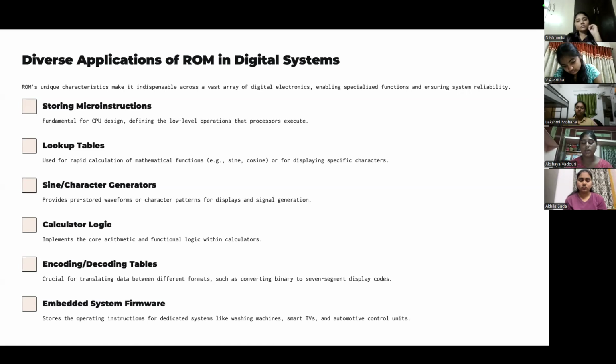Calculator logic: ROM stores fixed arithmetic rules and functional logic used in basic calculators. Encoding or decoding tables convert data between formats, for example, binary to 7-segment display codes. Embedded system firmware stores permanent operating programs for devices like washing machines, microwave ovens, smart TVs, and automotive control systems.